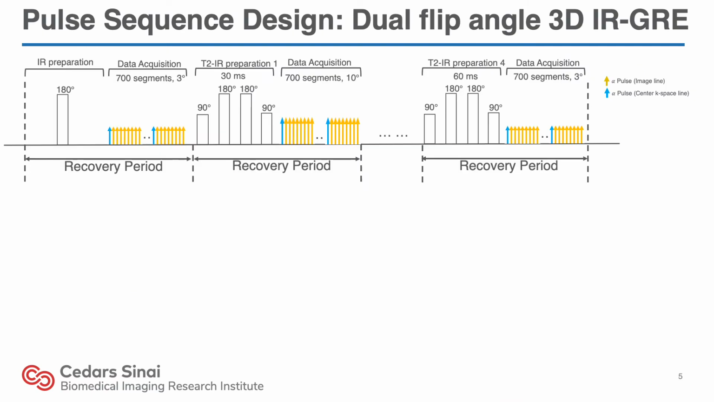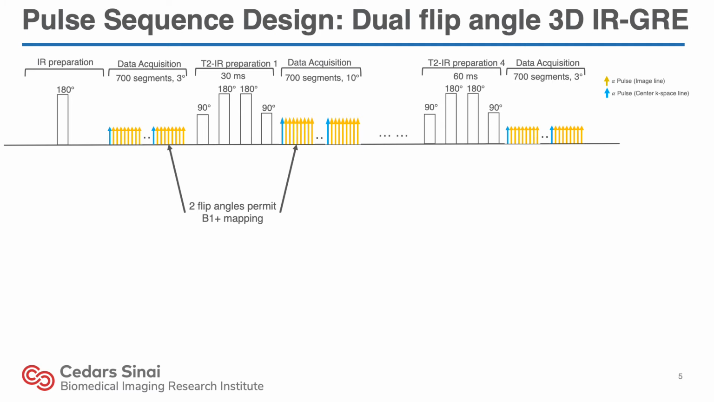The 3D multitasking sequence is designed by cycling through several T2IR preparations with different durations. 3D FLASH pulses fill the entire recovery period for the data acquisition. Please note that the flip angle for the 3D FLASH pulses alternates for every other recovery period, enabling B1 robust T1 mapping. Two sets of k-space data are collected for different purposes.